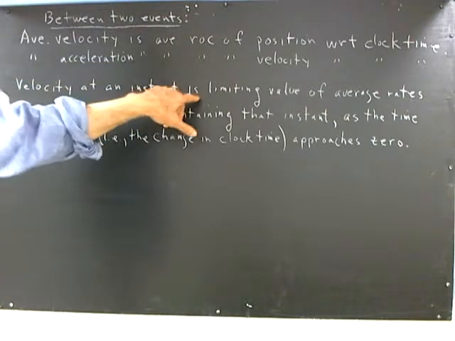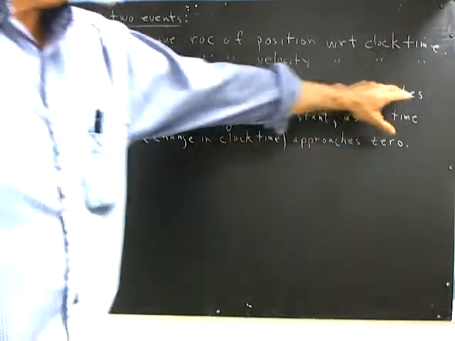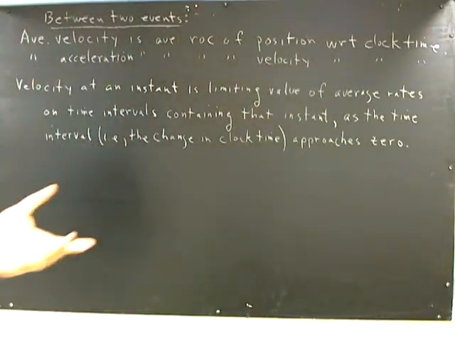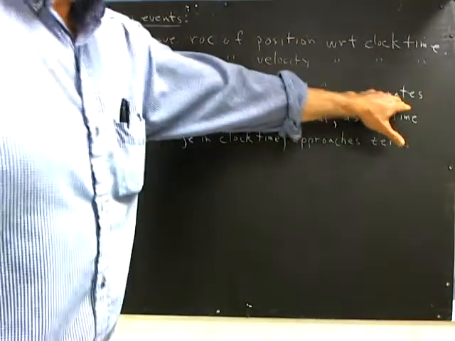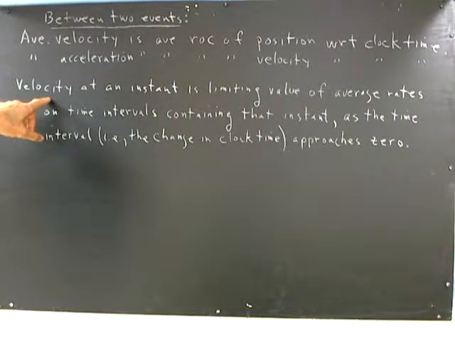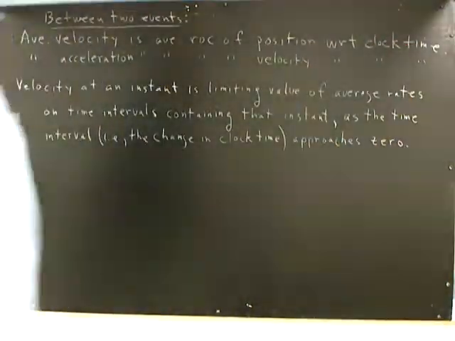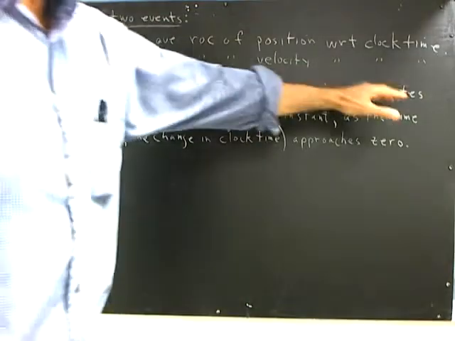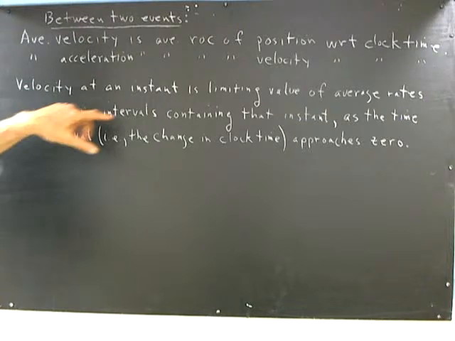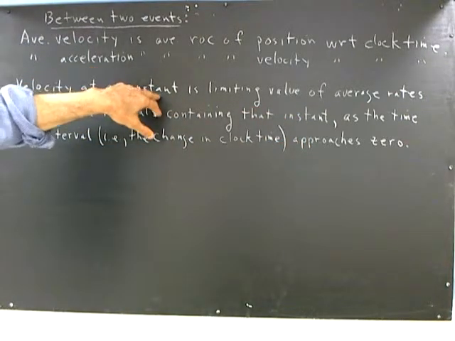Okay, the velocity at an instant, I'm going to say, is the limiting value of average rates. Now I've left off average rates of change of what with respect to what, but this will be average rates of change of, well, whatever you take average rates of change of to get velocity, namely average rates of change of position with respect to clock time. So limiting value of the average rates of change of position with respect to clock time on time intervals containing that instant. Remember, we want the velocity at some instant.